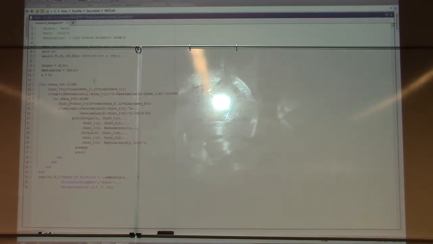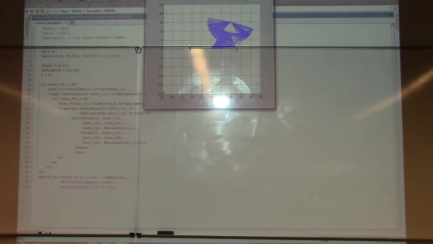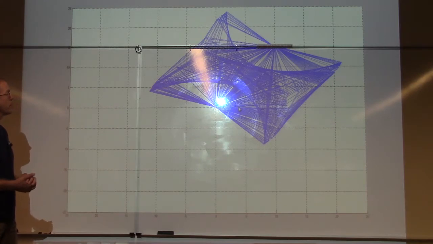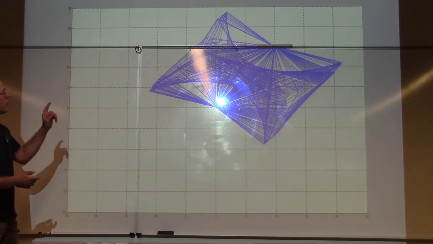And if we go through and start moving this around, say we want to put it at 10, 15, we can see all the possible solutions associated with that destination. That makes sense? So pretty cool. I mean, it gives us a real kind of cool way to look at these possible configurations, but it's just not particularly useful to us, okay?